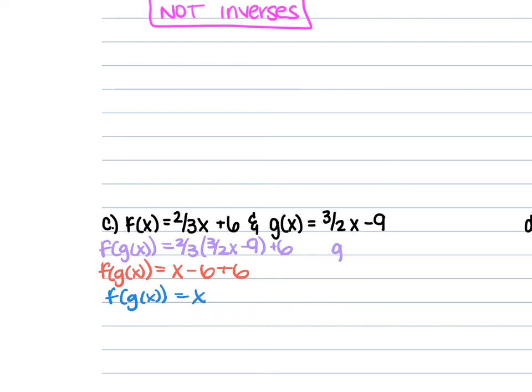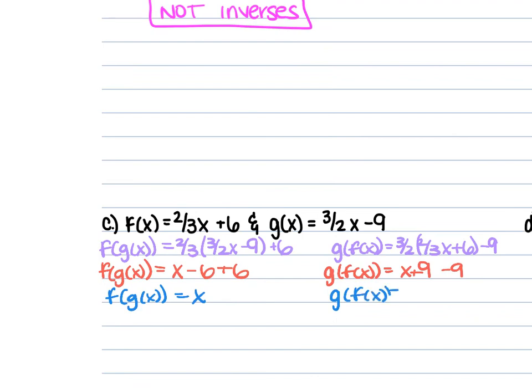We are then going to do g of f of x. So this is going to be 3 over 2 times (2 over 3 x plus 6) minus 9. So g of f of x is equal to 3 over 2 times 2/3 x is x. 3 over 2 times 6 is going to be 9, positive 9, minus 9. Combine your like terms. 9 minus 9 is 0. So g of f of x is equal to x. Because these two are equal to one another, we have inverses here.